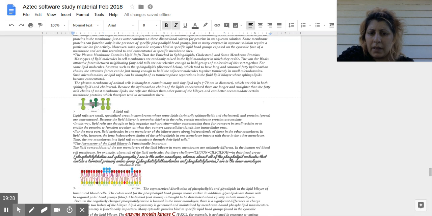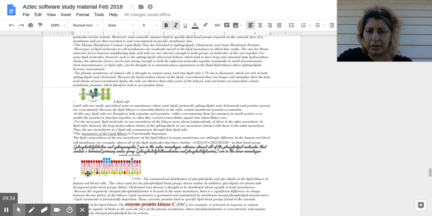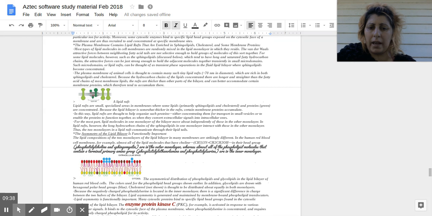Phosphatidylethanolamine and phosphatidylserine are generally in the inner monolayer, so the negativity is in the inner monolayer, while sphingomyelin and phosphatidylcholine are usually in the outer monolayer. That's usually how they're set up.